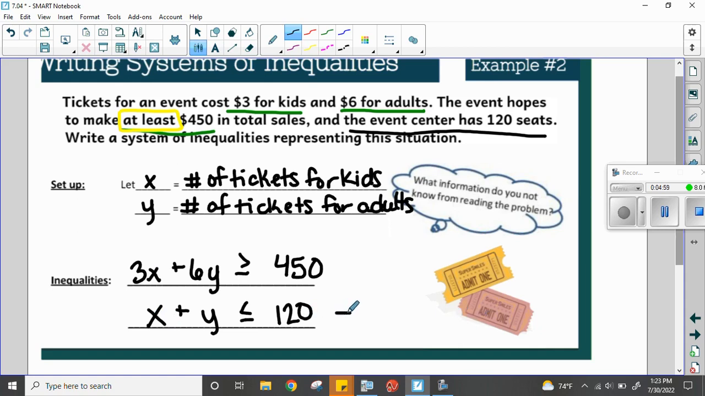This inequality right here really takes some skill and reading comprehension in order to understand the problem and what it means. Please always be on the lookout for this inequality.